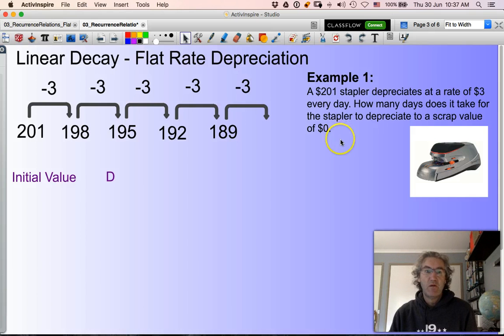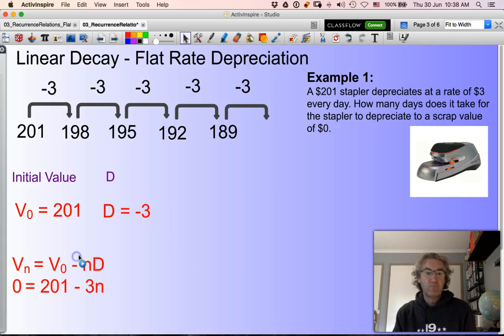So, here is the sequence. Start at $201 and I will go down by $3 every single day, and I really want to know how many days until I get to 0. So my initial value is 201, my value of D is -3, and what I need to do is come up with the recurrence rule.